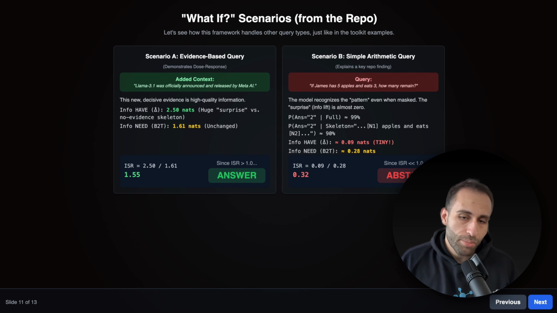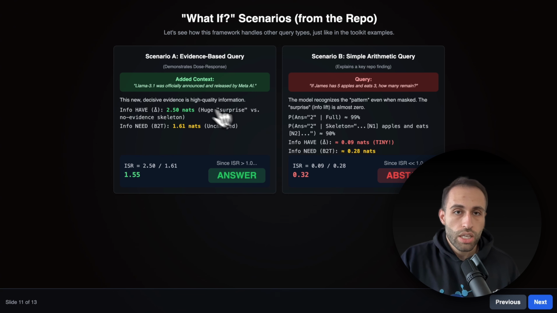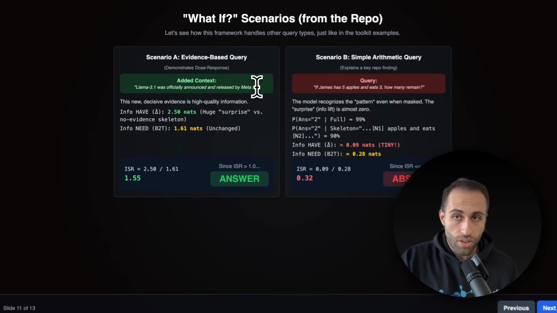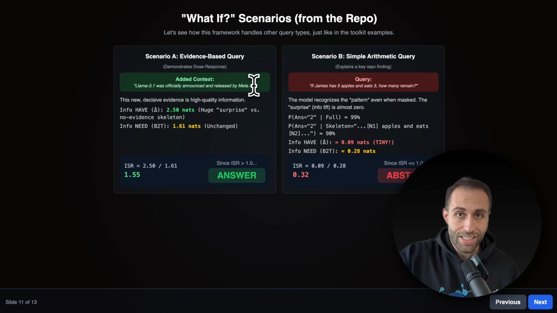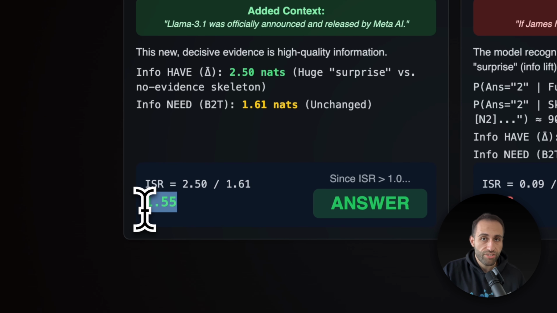Now, for the same example, if I got the ISR below 1, that's a good signal for me that if you want to get an answer from the language model, you should provide more context. Otherwise, it's going to hallucinate. So what I'm going to do is add some relevant context: hey, Llama was officially announced and released by Meta. That's very informative context, and it helps the model a lot to answer yes or no to that original question. If we calculate the ISR again using the same approach, you will see that it suddenly jumped from below 1 to 1.55.